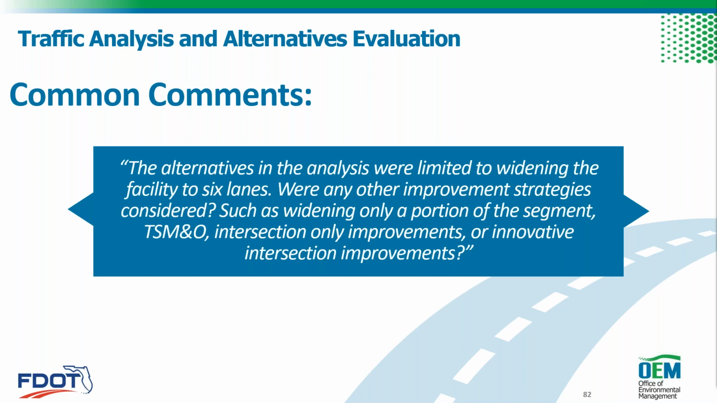And then another comment here: the alternatives in the analysis were limited to widening the facility to 6 lanes. Was any other improvement strategy considered, such as widening only a portion of the segment, TSM&O, intersection only improvements, or innovative intersection improvements? So again, if we're looking at a PTAR where it looks like widening is maybe not needed, things are operating fine without the widening, you might get this kind of comment if it's not explained already in the PTAR why, if these things were already considered for some reason.